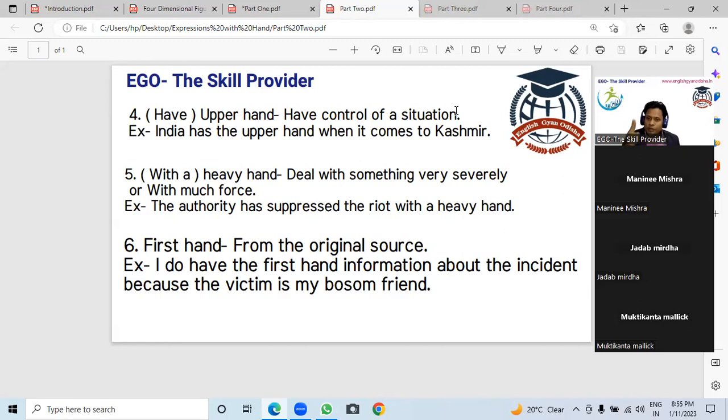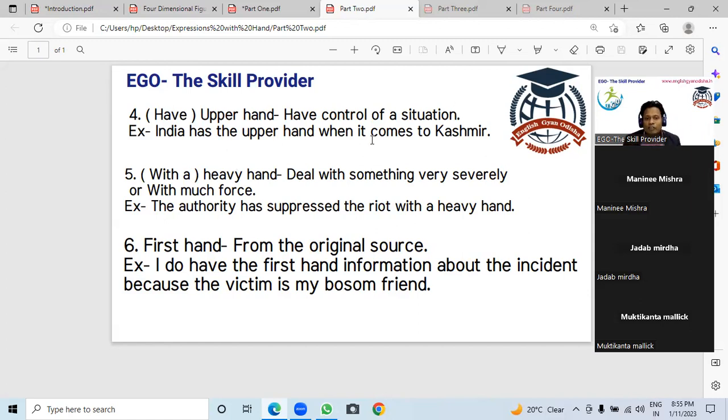Suppose you are fighting with a police officer's son, then who will have the upper hand at that point? Because the police can catch hold of you. They can frame a case against you. So if I'm going to fight with the son of a police officer, obviously that person has an upper hand. Upper hand means the situation is favorable to do something, you have control of the situation.